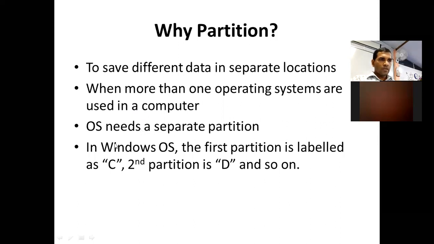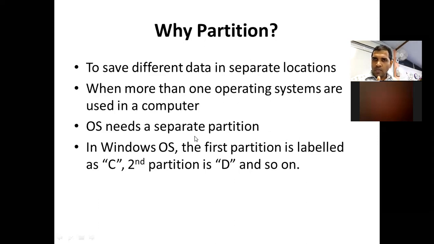The third one, OS needs a separate partition, right? Operating system needs a separate partition. Sometimes it is mandatory, not all the time, right? Sometimes it is mandatory that an operating system needs a separate location to be installed. It doesn't allow other programs like your other data or other software in the same location.